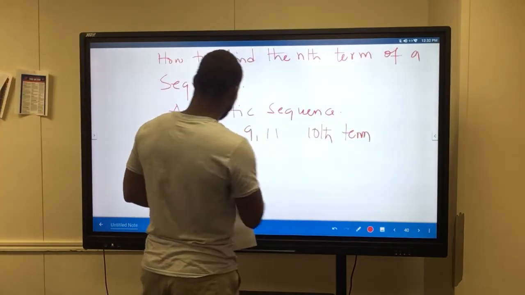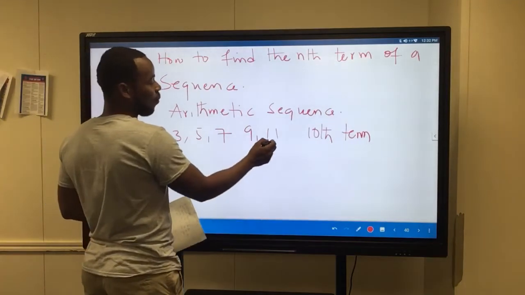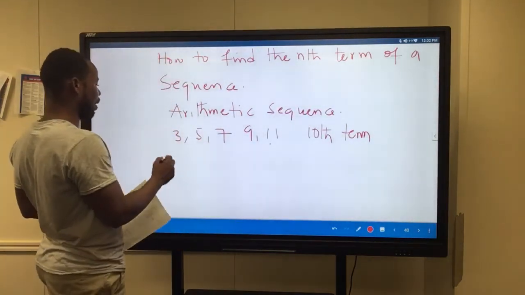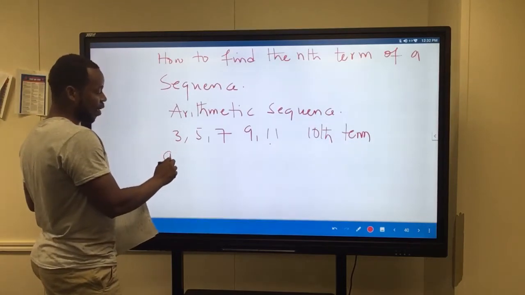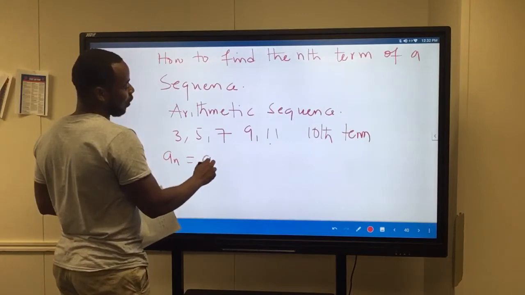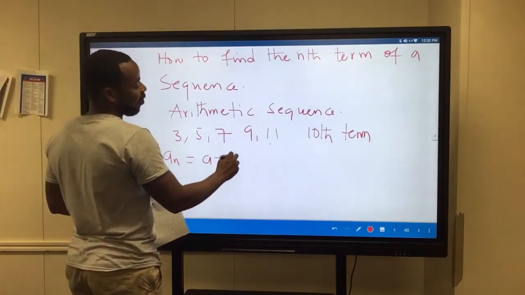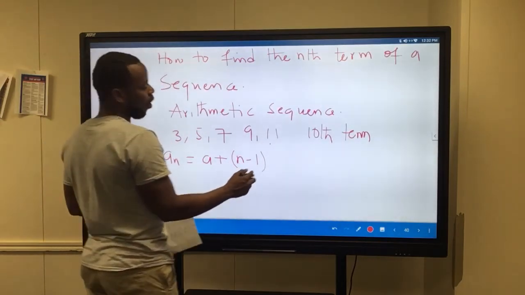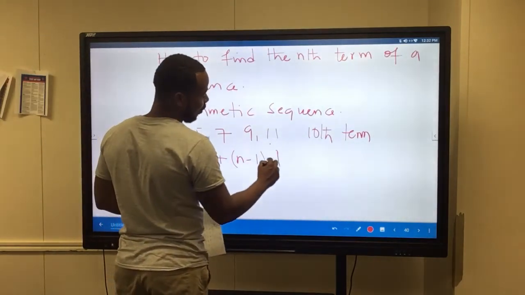Well, there are 5 of them here. I have to list 5 more in order to get to 10, but I don't want to do that. The formula gives us a_n, where n is the 10 that is there. You take the first term, which is a, and then you take n minus 1, where n is the nth term, times the common difference.